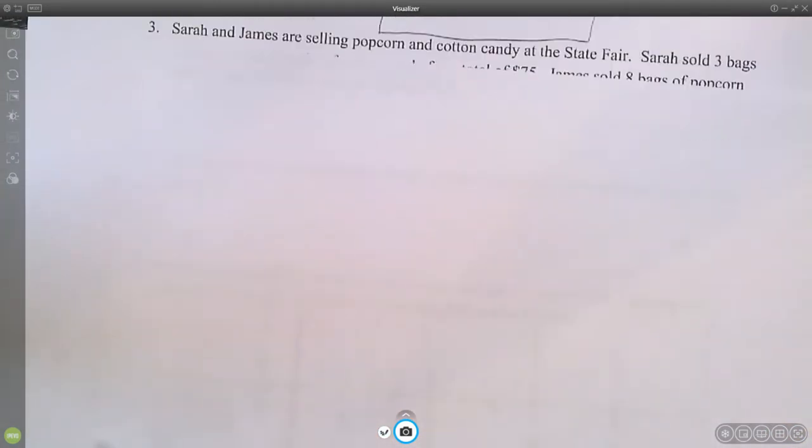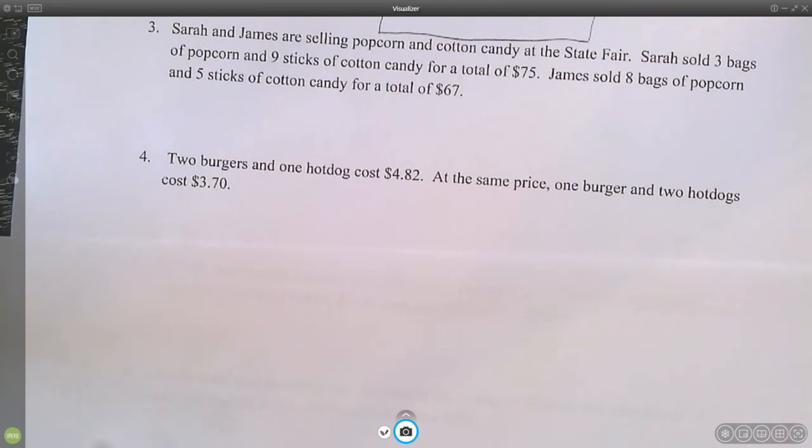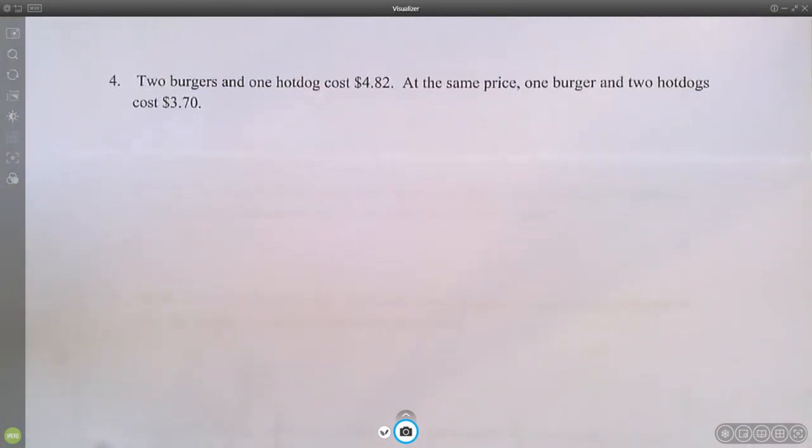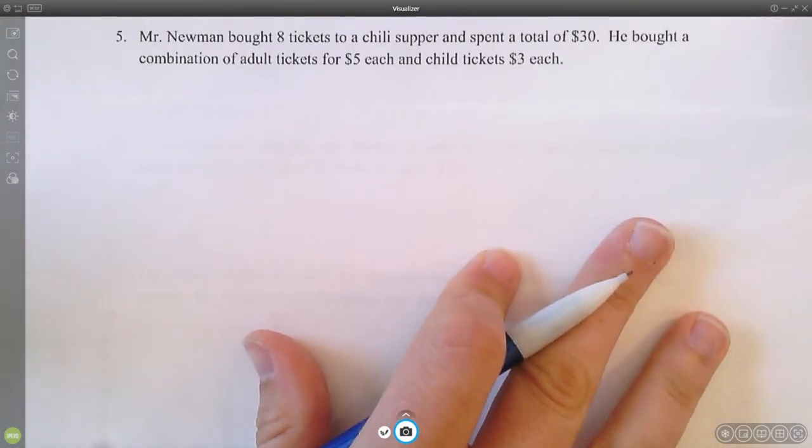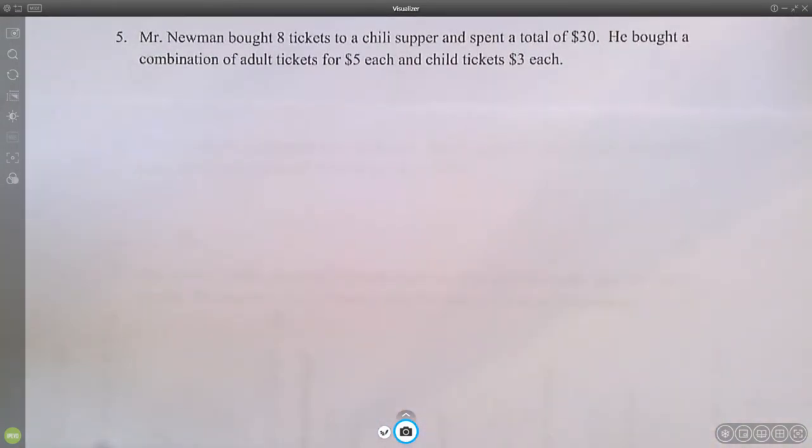Okay, number 3 is very similar. Number 4 is the same as pizza and drinks, but now it's talking about hot dogs and burgers. Okay, so let's look at 5. 5 is a little different. So it says Mr. Newman bought 8 tickets to a chili supper. He spent a total of $30. He bought a combination of adult tickets and child tickets.